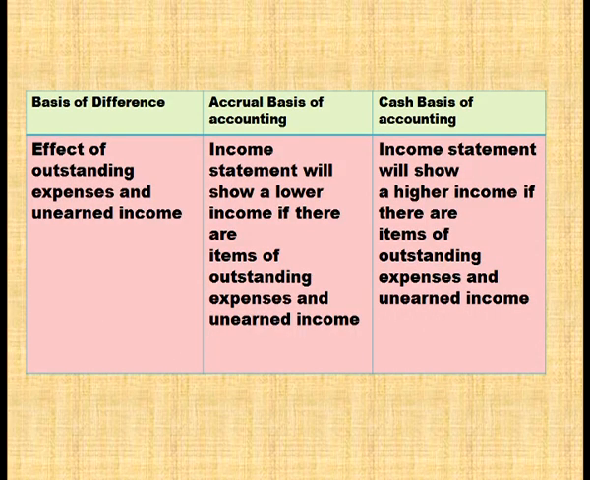Another basis, effect of outstanding expenses and unearned income. In accrual basis of accounting, income statement will show a lower income if there are items of outstanding expenses and unearned income. Income statement when prepared on the basis of cash basis of accounting will show a higher income if there are items of outstanding expense and unearned income.